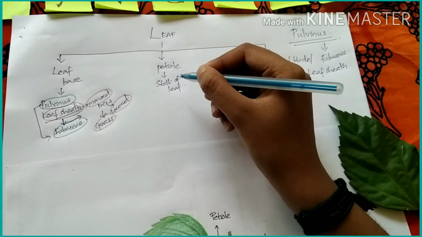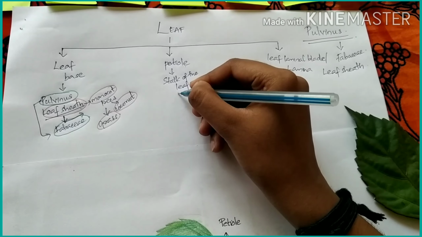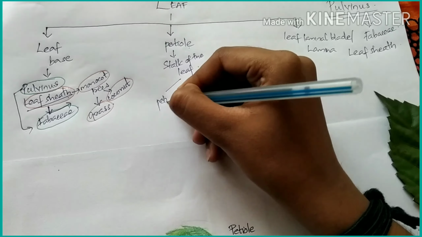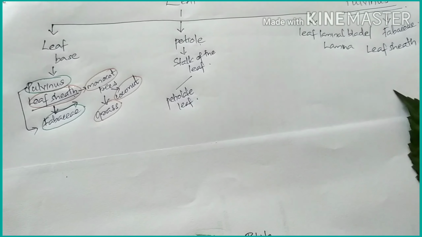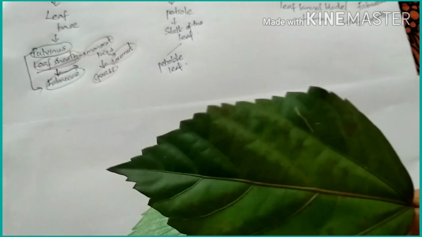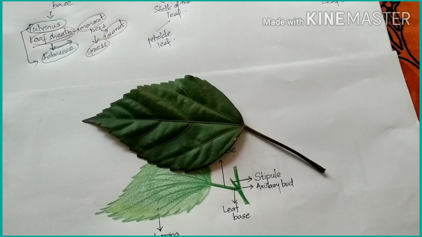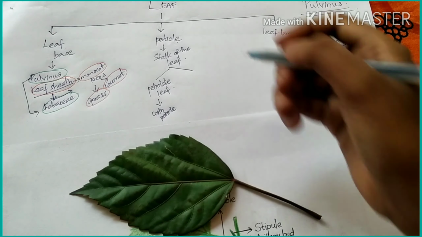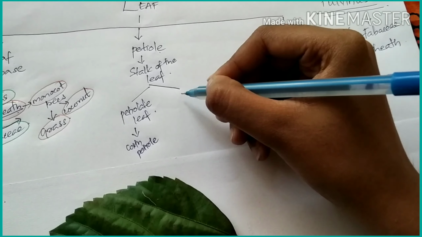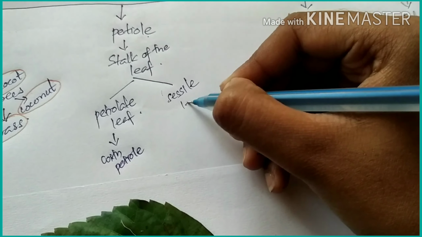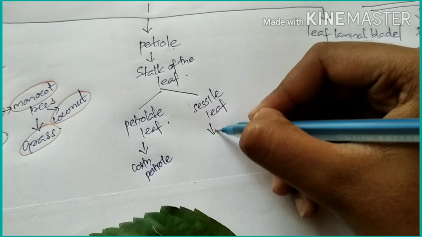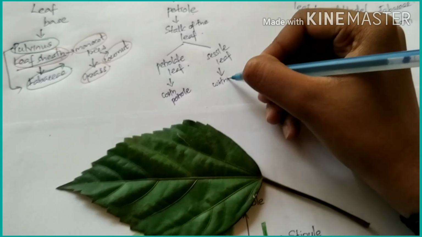A leaf with a petiole is called a petiolate leaf. So here you can see an example of a petiolate leaf. And a leaf without a petiole is called a sessile leaf. A sessile leaf is without a petiole.